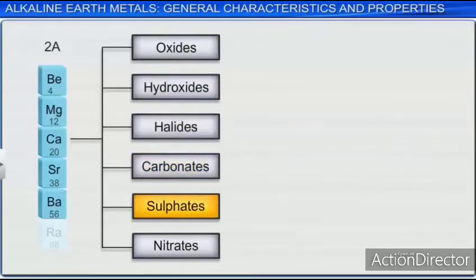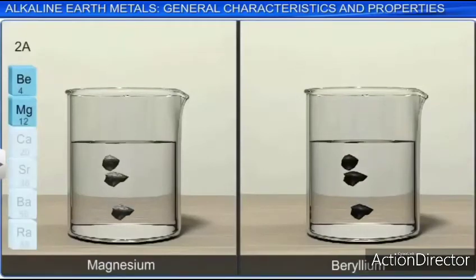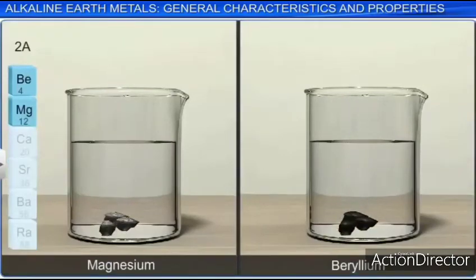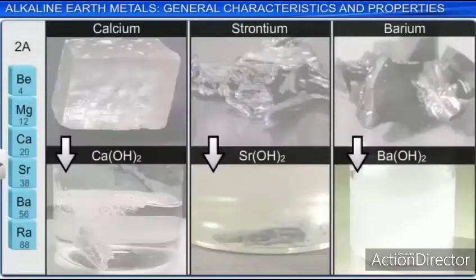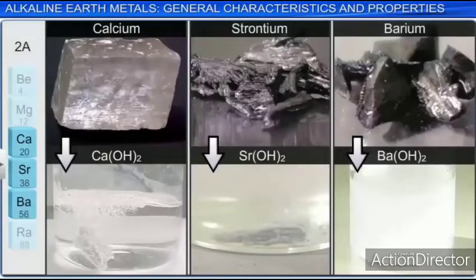Magnesium and beryllium do not react with water because both the metals form an oxide layer on their surfaces. Calcium, strontium, and barium all react with water at normal temperature to form hydroxides. The reaction of calcium with water is shown here.